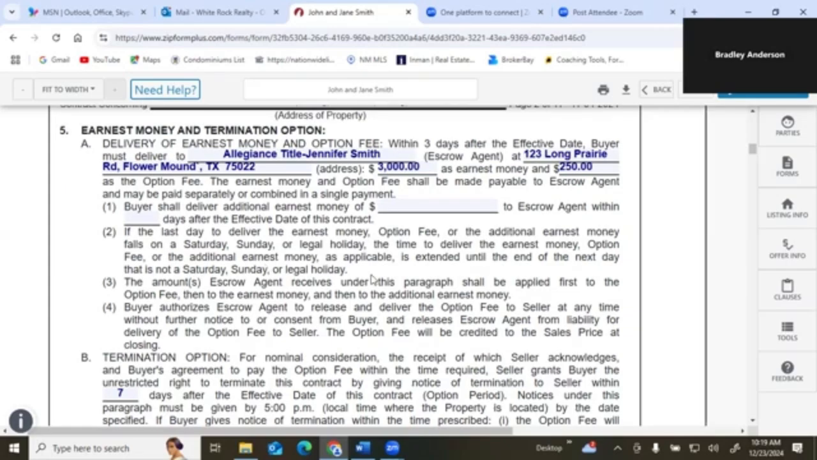Now, what happens if you execute a contract on Friday and it's April 1st? That would mean that the earnest money is due Saturday, Sunday, Monday by 5 o'clock. What if Monday is Labor Day? Because there's two of those holidays in a year, Labor Day and Memorial Day. It then is due Tuesday. Okay. However, it's my best practice to get that earnest money delivered within the first day. Okay. Got to do it within the first day.